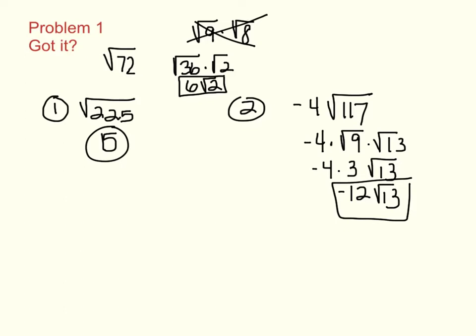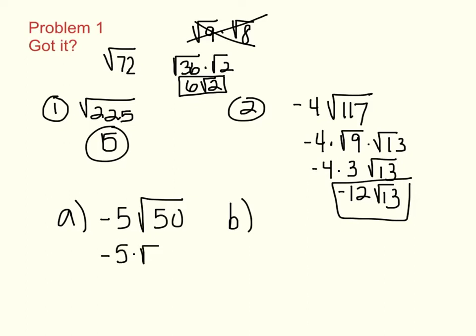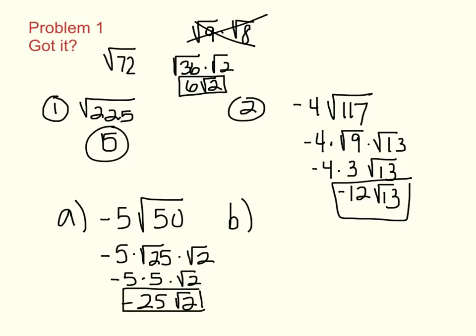Let's do a couple more examples. I want to do a few more because I'm not confident with just these few examples. So I'm going to do 2a and 2b. Let's do negative 5 times the square root of 50. What is the biggest number that you can take the square root of that goes into 50? Be 25. So I can break the square root of 50 into the square root of 25 times the square root of 2. The square root of 25 is 5. So now I simplify, my answer would be negative 25 times the square root of 2.